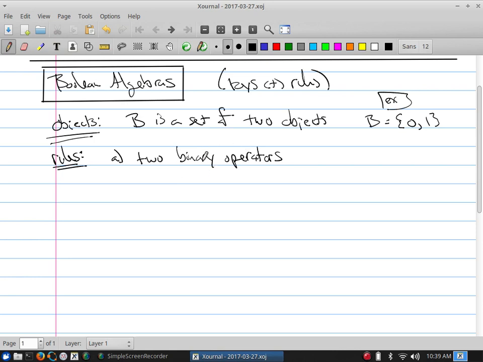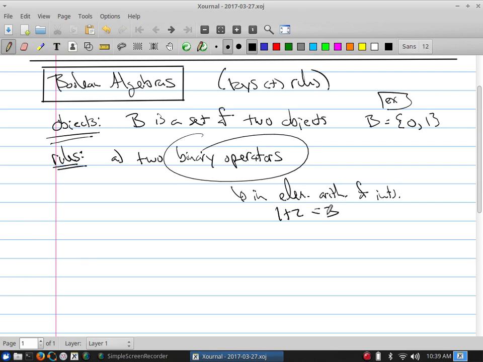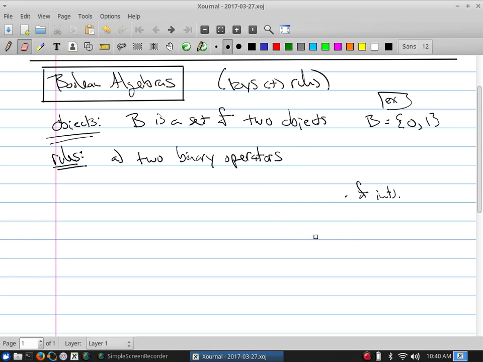An example of a binary operator, say in elementary arithmetic of ints: 1 plus 2 becomes 3. Plus is a binary operator. 4 times 3 is 12. Times is a binary operator, right? It takes two objects and spits out one object of your group of objects. So the idea of a binary operator is that it works on two things. And so I'm going to have two of these.